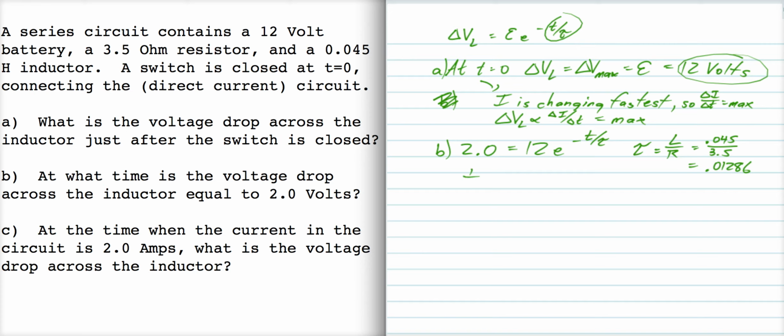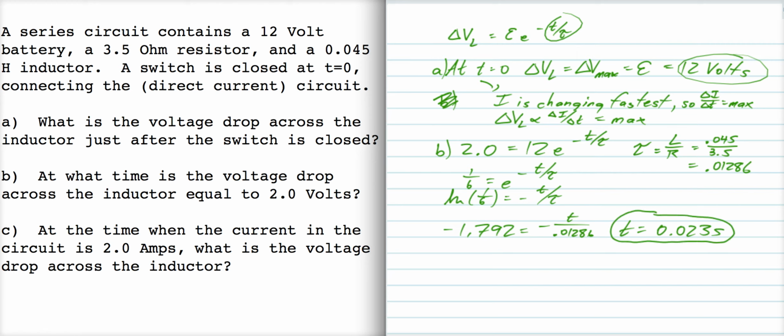All right, so this is 1/6 is equal to e to the minus t over tau. So I take the natural log of both sides, and I get negative 1.792 is negative t over 0.01286. So that gives me a time of 0.023 seconds. So that's about 2 tau. And that makes sense. The current has dropped by about 85% or so at this point, from 12 down to 2 after 2 time constants, so that makes sense.